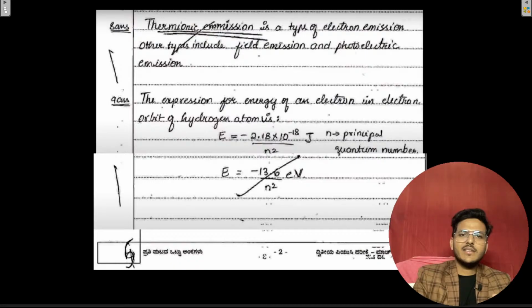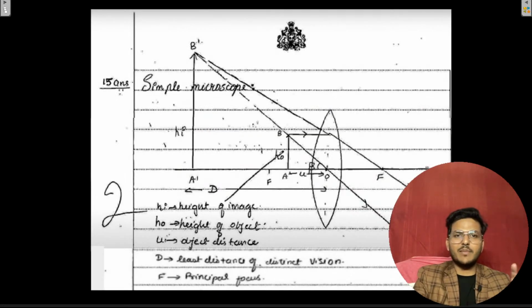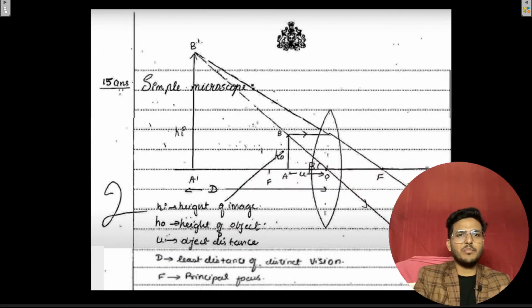There is a numerical, there is a conceptual question. Let's come to the diagram based question. See, this is the diagram based question. This is a simple microscope. Draw it completely using a scale and pencil, right? Using a scale is compulsory, right? In ray diagrams especially.